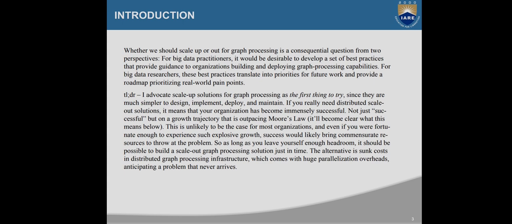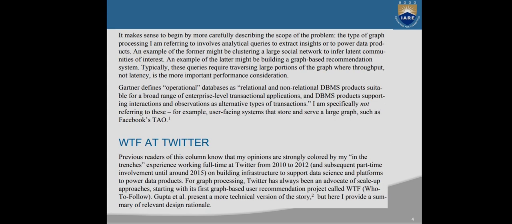So, as long as you leave yourself enough headroom, it should be possible to build a scale up graph processing solution just in time. The alternative is sunk cost in distributed graph processing infrastructure, which causes huge parallelization overhead, anticipating a problem that never arrives. It makes sense to begin by more carefully describing the scope of the problem.